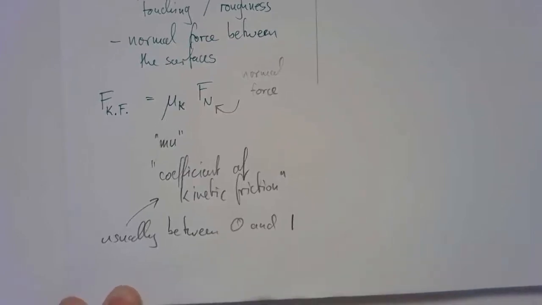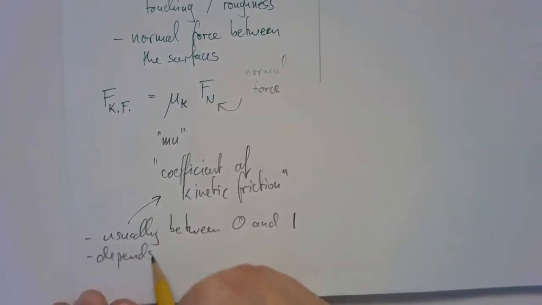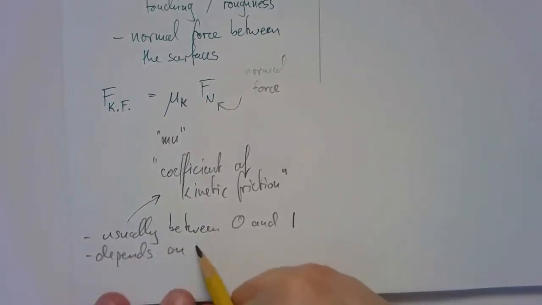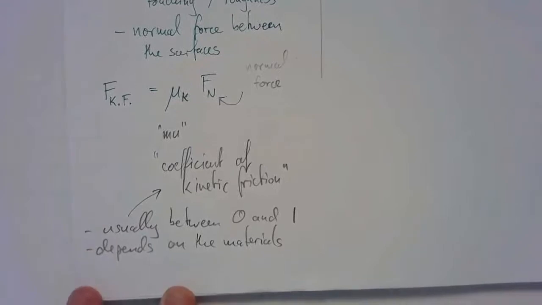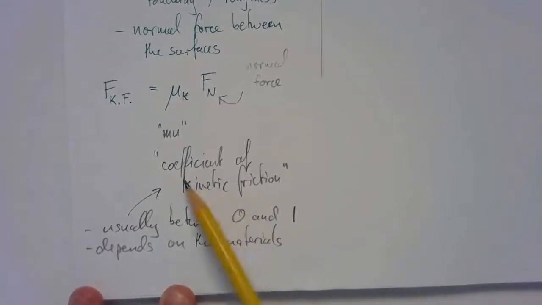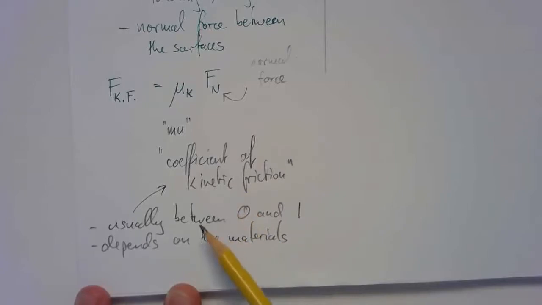0 and 1, and the value depends on the materials and nothing else. So I can go and look those up. Say wood on wood, right? You could look up the coefficient of kinetic friction for wood on wood. And there might be differences depending on how well the wood is polished, right? Or you can look up brass on steel or rubber on concrete.